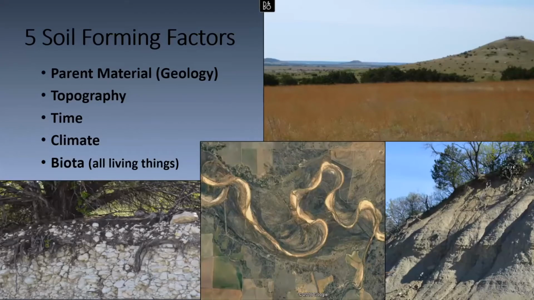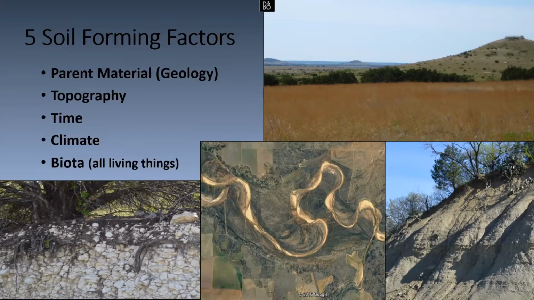So we talked about the difference between soil and dirt, and now we're going to talk about what makes soil so unique. In Texas, we have a wide variety of soils. The reason we have such a wide variety is because we have a wide range in the soil forming factors, and there are five of those. Just to list them off, the first one is geology. The second one is topography. The third one is time. The fourth one is climate. And then the fifth one is biota, or all living things have an effect on the soil.